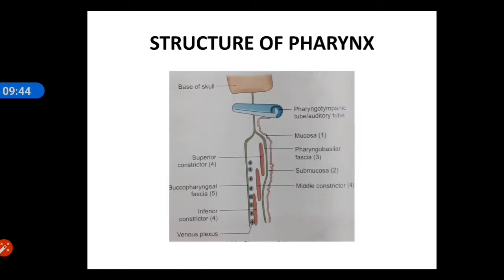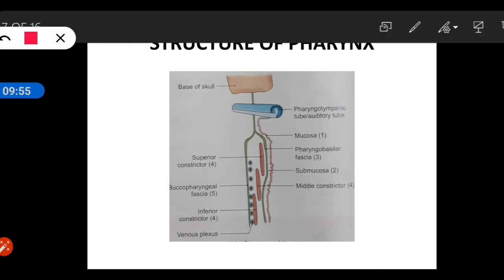Next we will see the structure of the pharynx. The pharynx is made, from inside out, of the mucosa. Then we have the submucosa. Then we have the pharyngeal aponeurosis, which is also called the pharyngobasilar fascia. This pharyngobasilar fascia is thickened above, and as it passes below, it diminishes and vanishes, especially below the superior constrictor muscle.